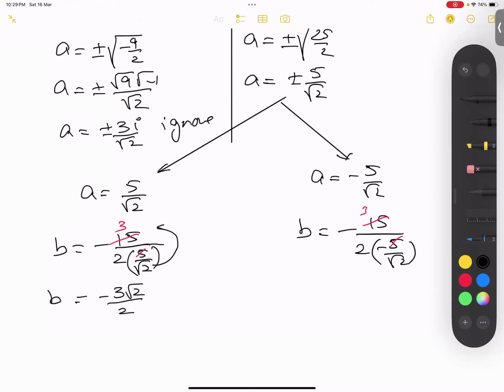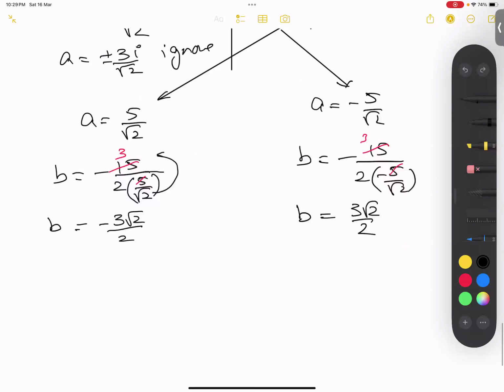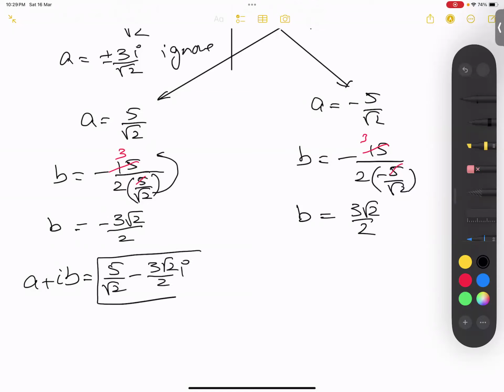Okay, what I got as the answer. Same story here, students: this is negative, and negative here becomes positive. So 3 root 2 over 2. Here negative, because this negative will stay there, but negative into negative is positive. So I think it's clear. Now I write the answer a plus iota b. A is this, b is this. So let me write it here. So 5 over root 2 and plus, not plus, this minus comes here: minus 3 root 2 by 2 iota. So this is my first answer.